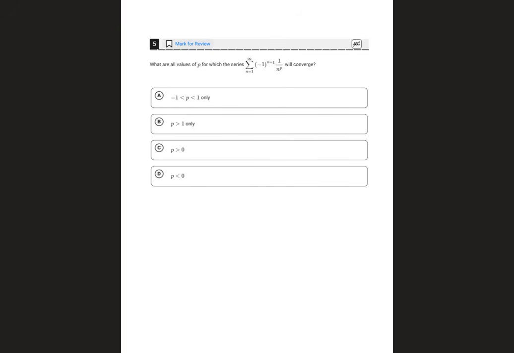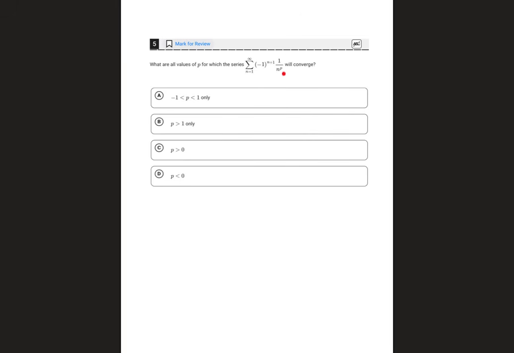Okay, the next one says, what are all the values of p for which this series will converge? So it looks like it's a p-series, but really this term that makes it an alternating series makes it so it's not an actual p-series anymore. So we won't think about the p-series test for this. We'll really think about the alternating series test.